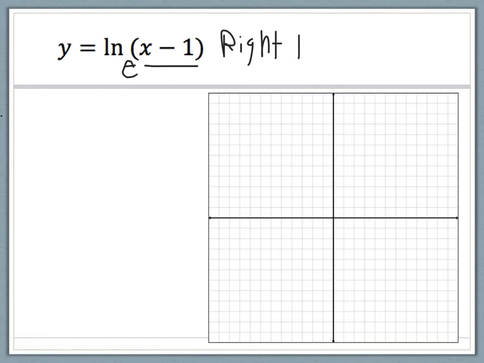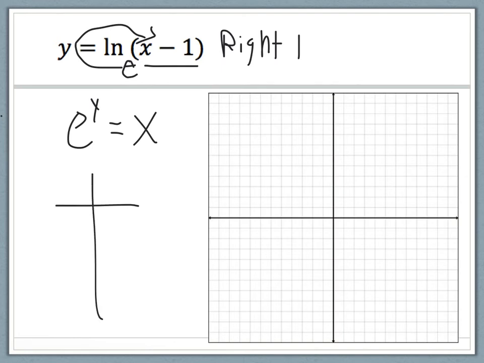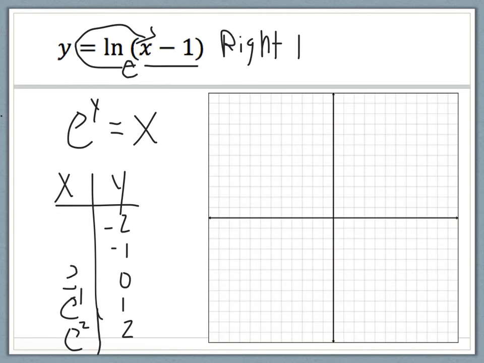Okay, so now remember, this is base e right here. Technically, there's a little e right there. So when I rewrite this, this is going to be e to the y power equals x. I don't care about that minus 1. I'm going to worry about it later. I know I'm just going to shift it at the end. Okay, so let's go ahead and make my table. All right, so now we have -2, -1, 0, 1, 2. Okay, now this is going to be e to the second, e to the first, e to the 0, e to the -1, e to the -2.